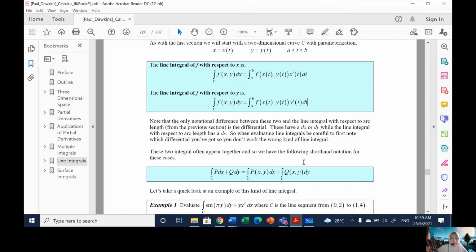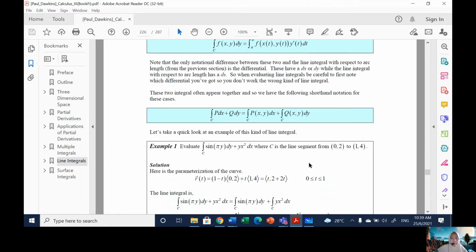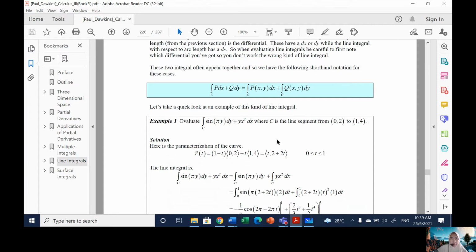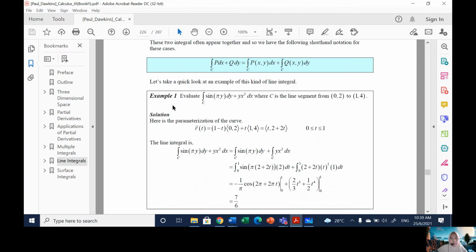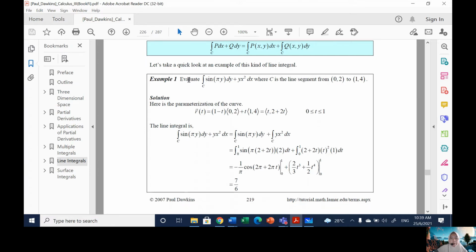This line integral basically appears together in terms of x and y. To see the details, we are going to consider this example 1. Here we have to evaluate this line integral, where this is the function with respect to x, as shown here as dx, where C is the line segment from the point (0, 2) to the second point (1, 4).